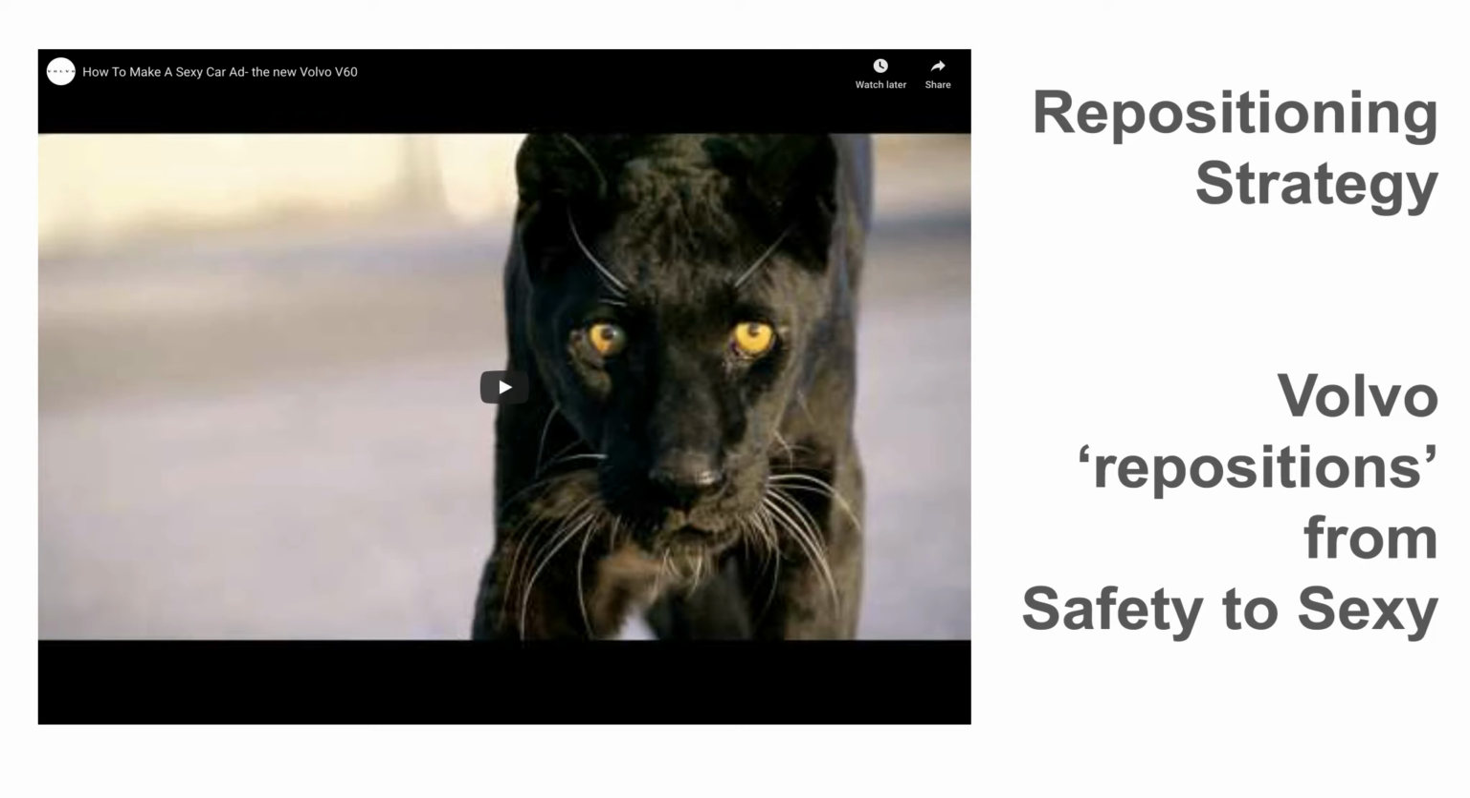Another strategy is what we call a repositioning strategy. Let me tell you that Volvo, the car brand, was always a very safe, practical brand. And they said, well, we need to change our branding from safety to sexy. So we've got to come up with something really cool. All right, let's go see it. What do they do to make the very safe, practical family car into a sexy luxury car?